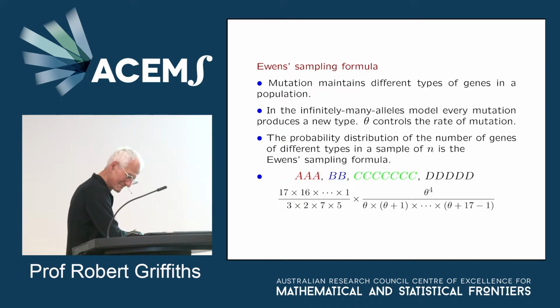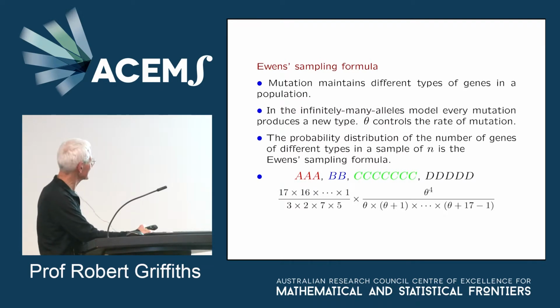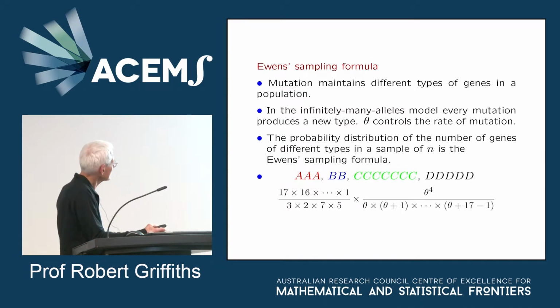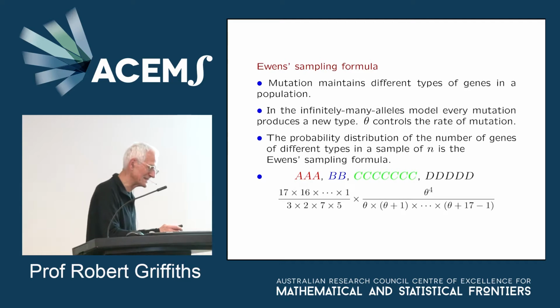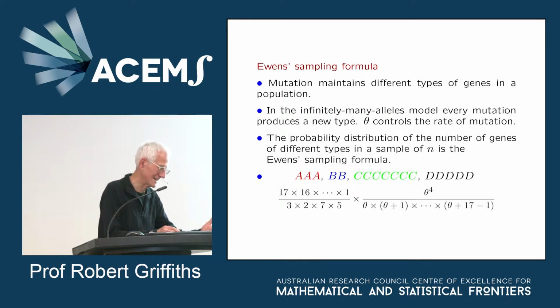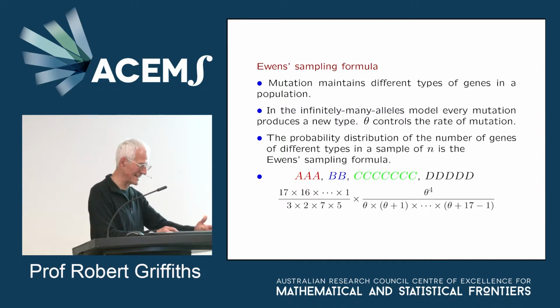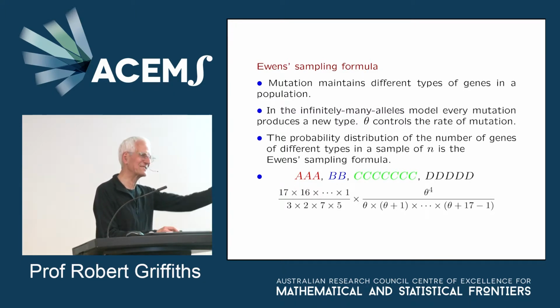This is something to do with what's called the urn sampling formula that I'll try and explain to you. So mutation maintains different types of genes in a population. And in the infinitely many alleles model, every mutation produces a new type. So this is an assumption here that you haven't got two types anymore, but the amount of variation that came along uncovered piles of types of genes. And so you might have not just little a and big A, but a potentially infinite number of types in a population.